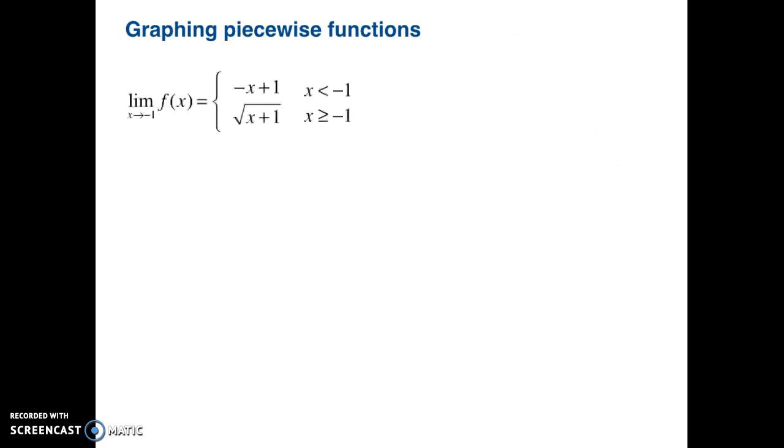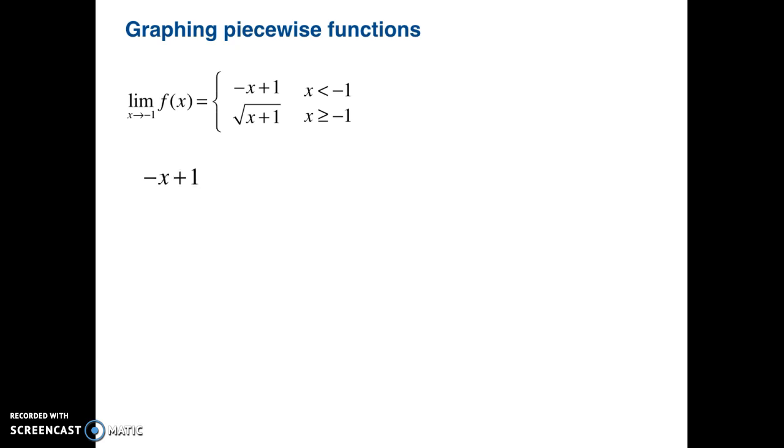Graphing a piecewise function. Let's say we wanted to find the limit as x approaches negative 1 of f of x, where f of x equals negative x plus 1 when x is less than negative 1, and the square root of x plus 1 when x is greater than or equal to negative 1.